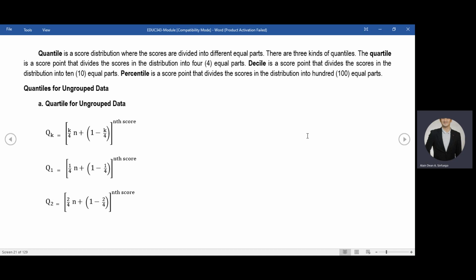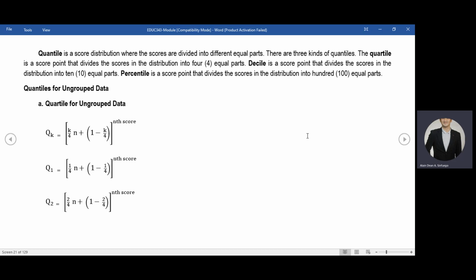First, the quartile is a score point that divides the scores in the distribution into four equal parts. Next, decile is a score point that divides the scores in the distribution into 10 equal parts. And lastly, we have the percentile, a score point that divides the scores in the distribution into 100 equal parts. Now, here are the quantiles for ungrouped data.